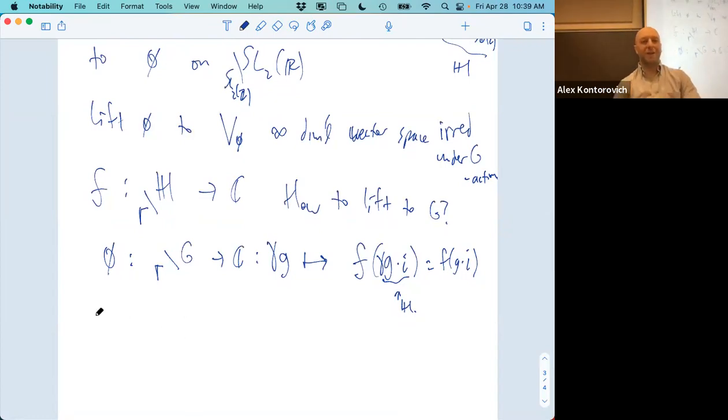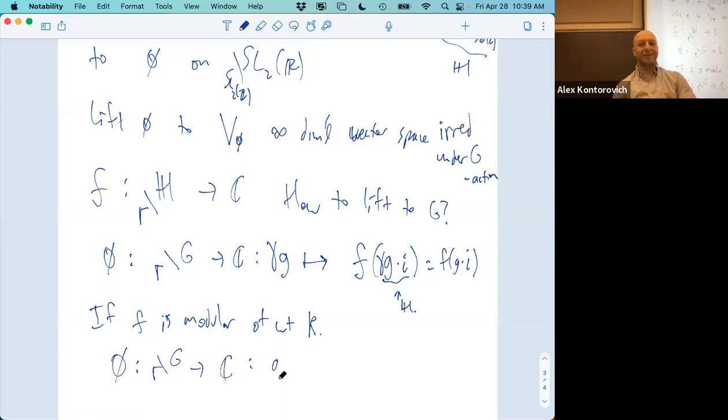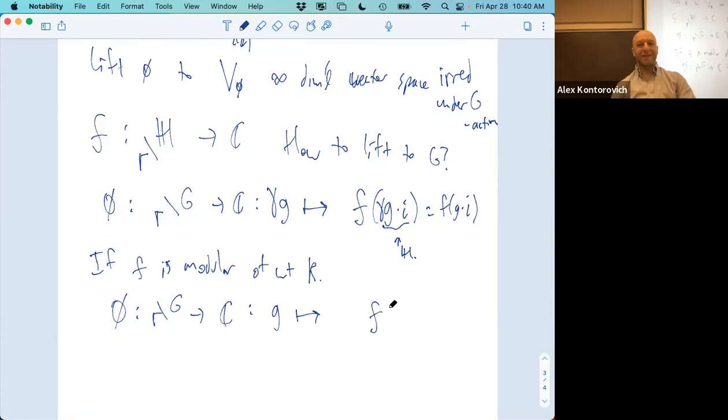What if it was a modular form? If F is modular of weight, well, I'll go back to using K, then how do you construct such a phi? You take G to the same thing, but it won't be invariant. So F of Z, remember F of Z times Y to the K over two has the good automorphic properties. So what I want to do is take the imaginary part of G i to the K over two. This is still a complex number, right? So either way, we get functions on this quotient. And it exactly moves around by what it's supposed to.